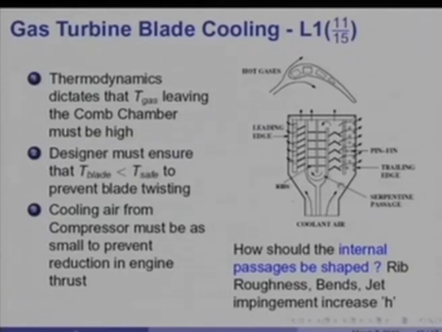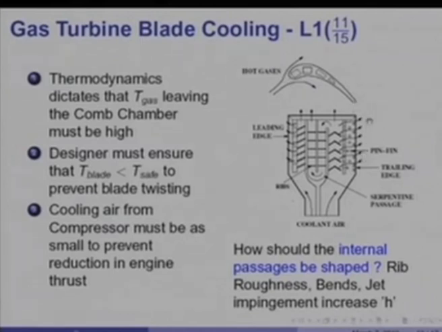For example, in order to increase the heat transfer coefficient, rib roughness is employed. These are the ribs you will see. Some are at right angles to the floor, some are at an angle to the floor. It also employs bends. Fluid is made deliberately to go through bends, because bends obtain good heat transfer. And there is also jet impingement, as you can see here near the leading edge. From this passage, there is a perforated wall so that the air actually impinges on the leading edge of the blade and cools the blade.